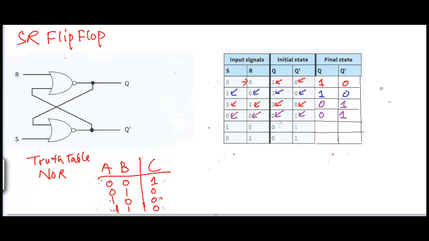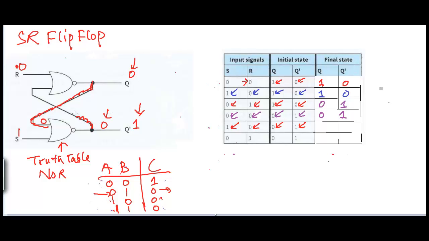Okay, this time the initial state of Q is 0, and the initial state of Q bar is 1, and the inputs are R equals 0, and S equals 1. So S is 1. Okay, let's see what happens now. This 0 which is at the output is going to be fed back, right? So we have 0 1 here at this input, which will give us a 0 at the output. So we'll get a 0 here. Previously this state was 1, right? This time it is 0.